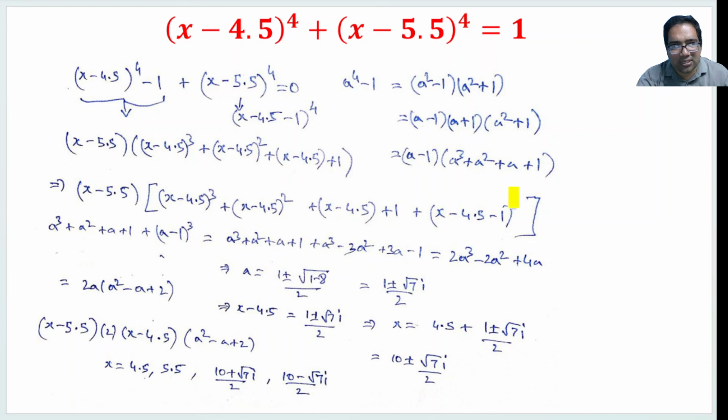Right. Now let us just expand this also. What is (a - 1) cube?